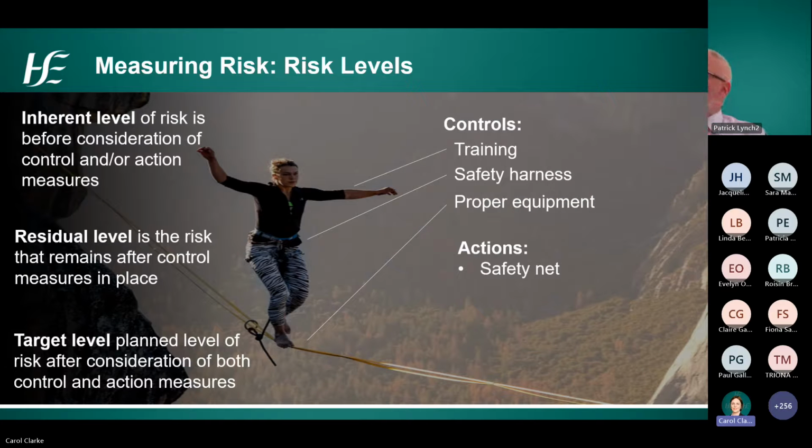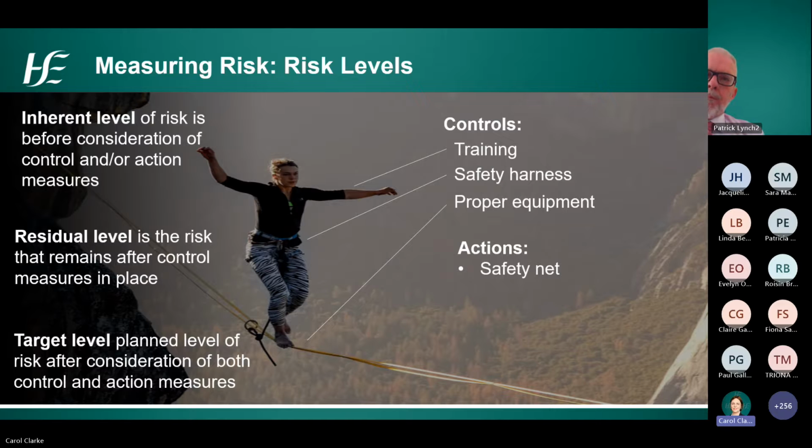So to begin with, to align with international best practice, the 2023 policy has been updated to introduce three levels of risk, that is inherent, residual and target. Using the analogy of a tightrope walker, I will explain what each of these levels means.